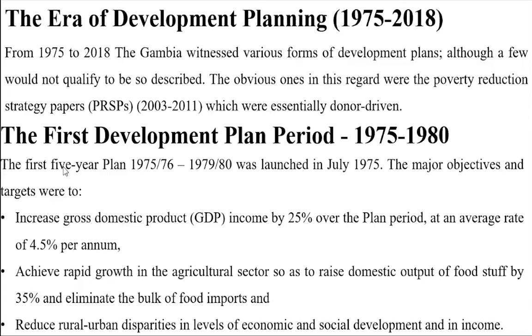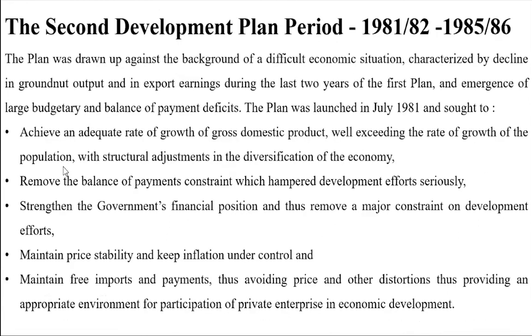The plan was launched in July 1975 with the major objectives to increase GDP by 25% over the plan period, to achieve rapid growth in the agricultural sector so as to raise domestic output, and to reduce rural-urban disparities in the levels of economic and social development. Now, after that, the plan was implemented, priorities focused, although there were challenges.